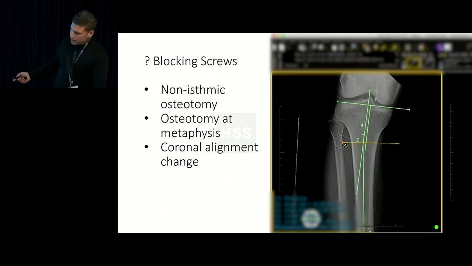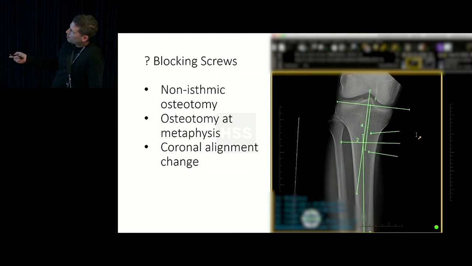So I'm going back to marking out the osteotomy site, and I'm thinking about blocking screws. This is a metaphyseal location, so the nail will never fill the canal at this location. You need to protect that and make sure your trajectory is contained in this segment.